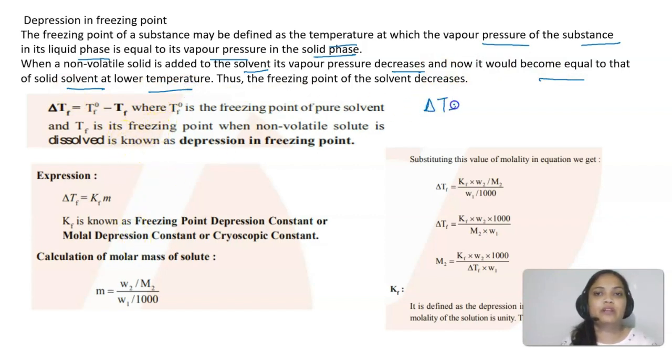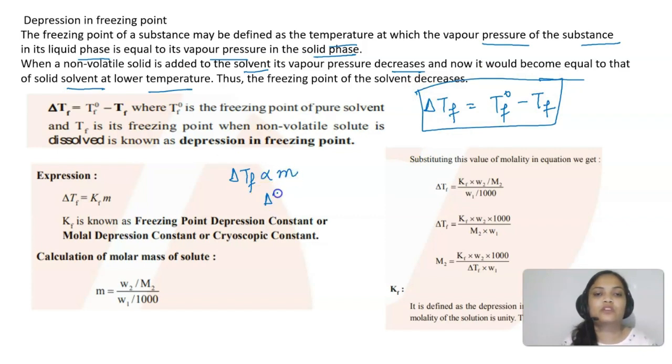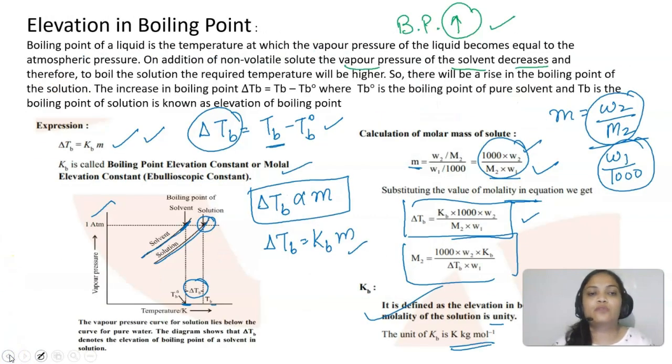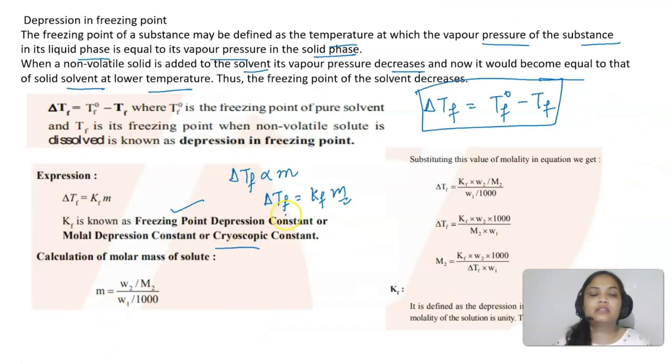Again, the freezing point depression can be written as T naught F, which is for pure solvent, minus TF, that is for solution. And again, it is directly proportional to the molality. So if I remove this proportionality sign, I get Kf, which is the freezing point depression constant or cryoscopic constant. Okay, there we were calling it the ebullioscopic constant, and here it is the cryoscopic constant.